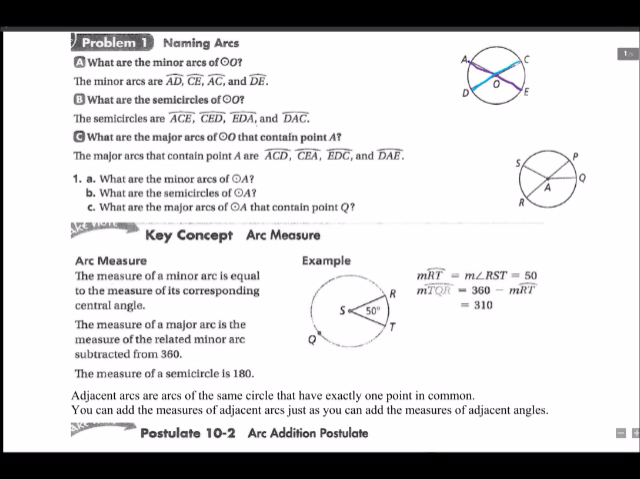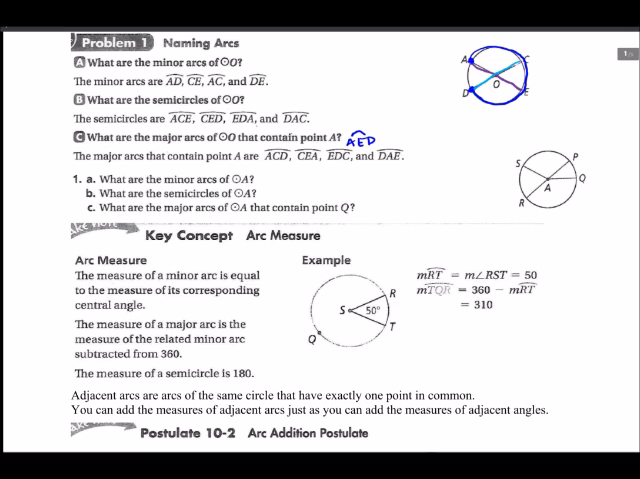So let's do A, go all the way around through C, and all the way around to D. That's a major arc. This one could also have been named arc AED. That would have been the same as ACD. And then there's more of those. You can read through them.